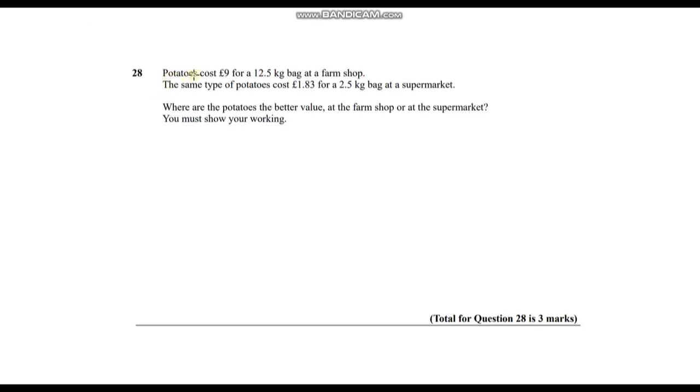Question 28. Potatoes cost £9 for a 12.5 kilogram bag at a farm shop. The same type of potatoes cost £1.83 for a 2.5 kilogram bag at a supermarket. Where are the potatoes better value, at the farm shop or the supermarket? You must show your working.